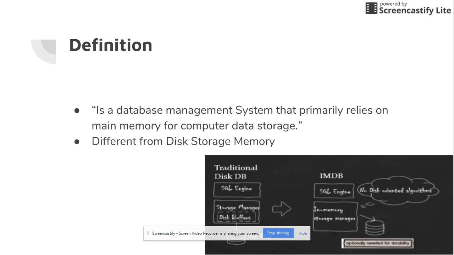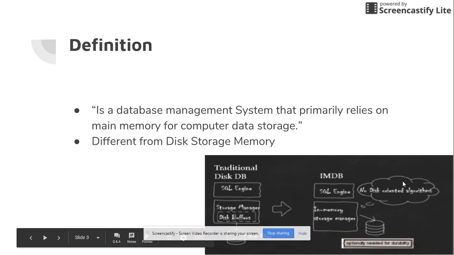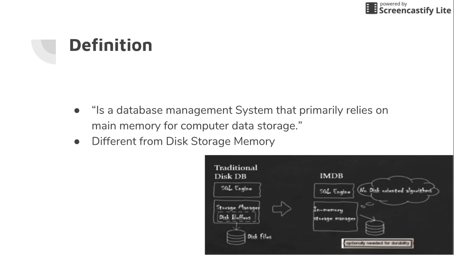And as you can see, it's a little different from disk storage memory. As you can see from the graphic below, disk storage stores all its memory on a disk drive, and in-memory has it on the CPU itself. That's essentially the biggest difference between in-memory databases and disk storage databases. I'll probably tell you a little bit more about disk storage later on in this presentation.